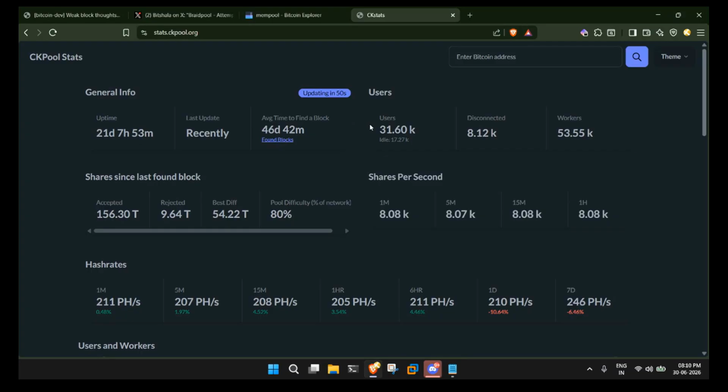So if you solve the puzzle, you will get the whole reward, minus the 2.5% that they take. That is already written in the mined block, so I can show you.